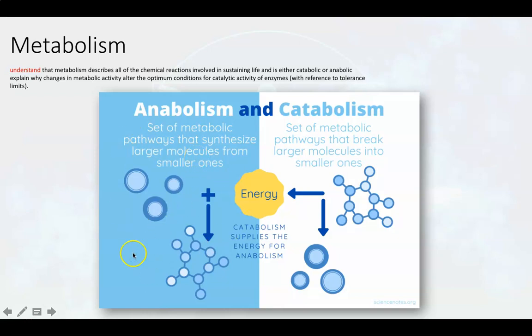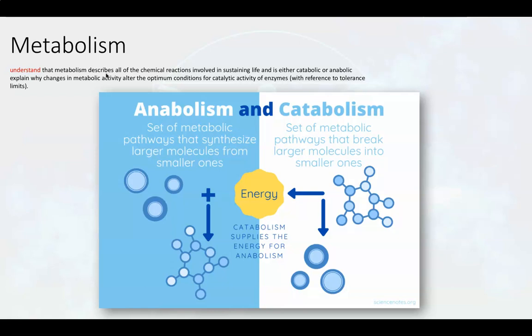So here we are building things up. And basically, if we tie this into energy, this releases energy when we break things down, but this actually requires energy to build things up. And so how does metabolism tie into homeostasis?